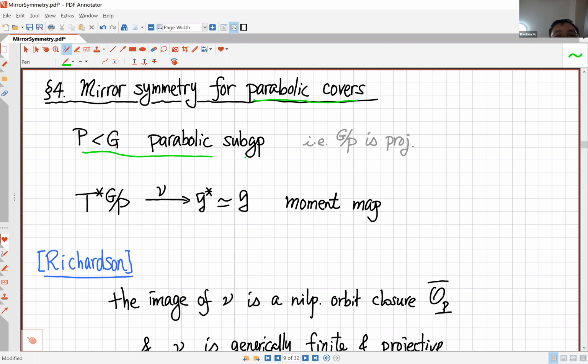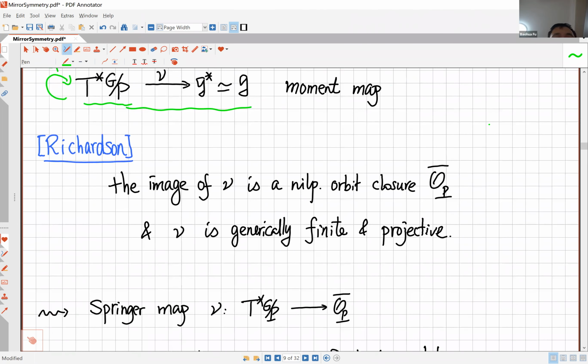For any parabolic subgroup P, parabolic meaning the quotient is projective, you have the moment map associated to G/P. You have this action of G on the cotangent bundle of G/P, and this is Hamiltonian, so you have this moment map. It is a classical result by Richardson that the image is always a nilpotent orbit closure, which is only determined by this parabolic P, so it is denoted by O_P bar. And this map mu becomes generically finite. So we are looking for some finite cover.